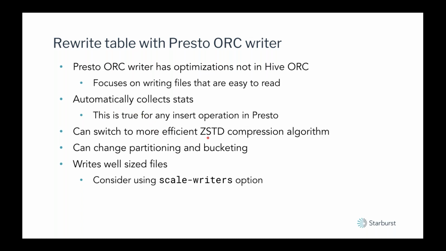You can also switch to Zstandard, which is a much better compression algorithm. You can also do partitioning and bucketing, etc. Consider using the scaled writers where we'll automatically size the files. Anyways, consider this. It can be a big performance win, especially if you look at it and you're like, these files are just bad. Not always an option, but at least you could rewrite the most commonly used data sets.